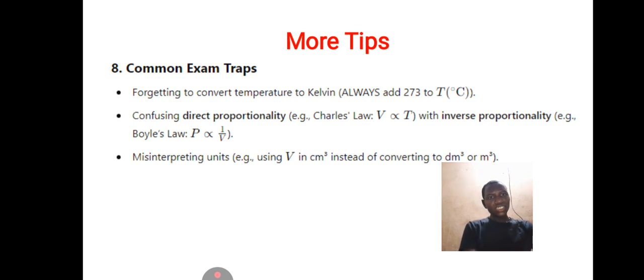Misinterpreting units, like using volume in centimeter cube instead of converting it to decimeter cube. Okay, you don't have this problem, please, in chemistry. If you are given in centimeter cube, use it in centimeter cube. If you are given in decimeter cube, use it the way it is given. Except if maybe V1 is given in centimeter cube, but V2 is given in decimeter cube, you cannot use it that way. You have to change either to centimeter cube or to decimeter cube.